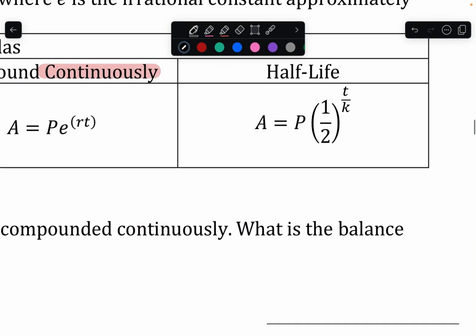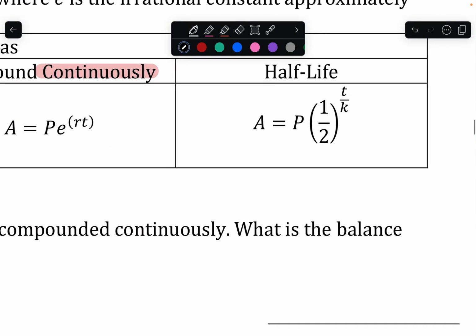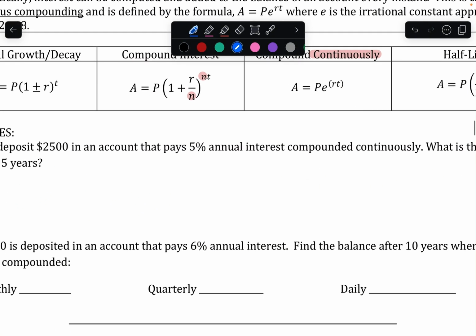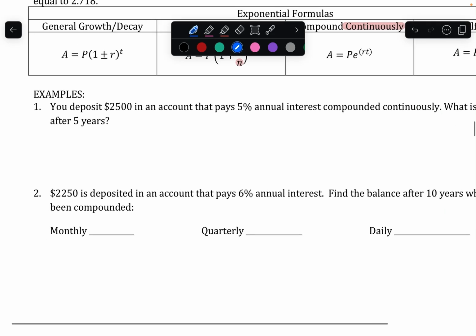And then if you see something dealing with half-life, your base is going to be 1/2. And then K is going to be the number of years in a half-life. So I'm just going to label that half-life time, and we'll see some examples like that. Okay, so starting off easy.